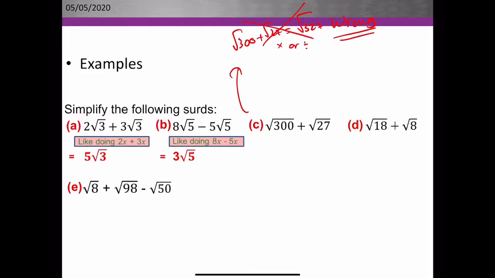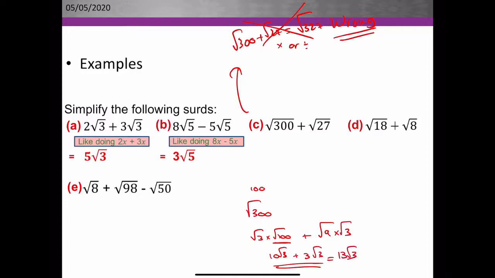So you're thinking, what is the biggest possible square number that fits into root 300? So biggest possible square number that goes into it is 100. So it's root 3 times root 100. Biggest possible square number that fits into 27 is what? Is 9. Okay, so at this moment in time, I've done nothing different from yesterday. So therefore, that will be 10 root 3 plus 3 root 3. So altogether, how many root 3s you've got? 13 root 3s. Okay, continuing.